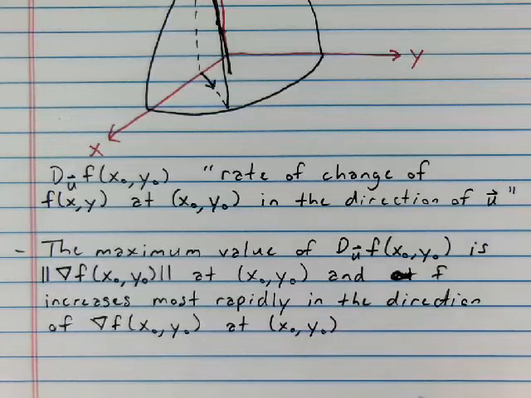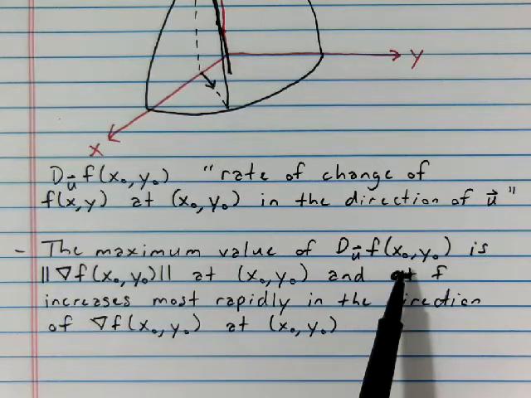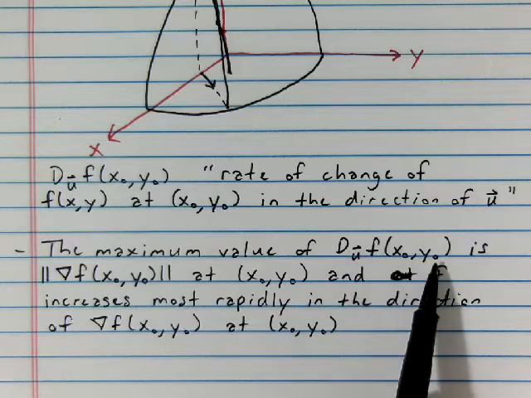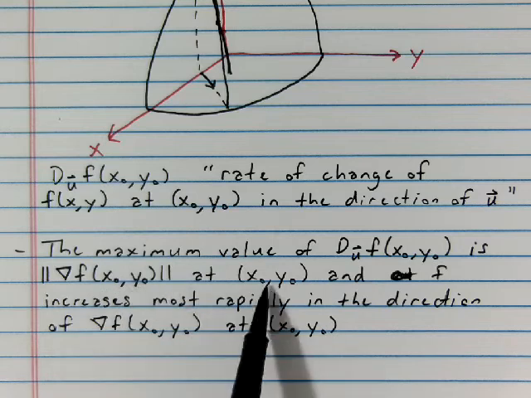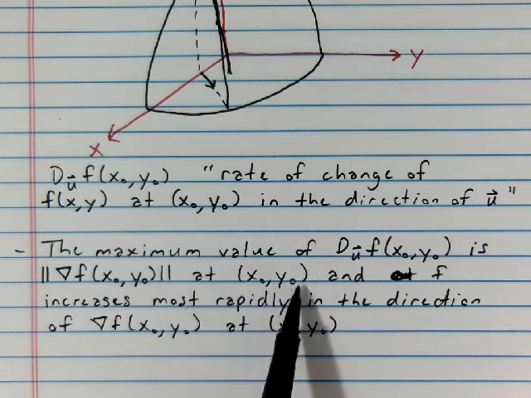So I keep putting this at x naught, y naught because if I want the maximum value of the directional derivative at that point, I have to take the length of this vector at that point. So that only gives the maximum value at that particular point. It doesn't give the maximum value in general. It just gives the maximum value there.